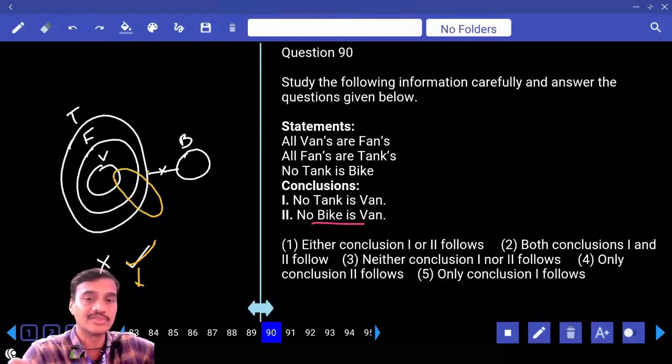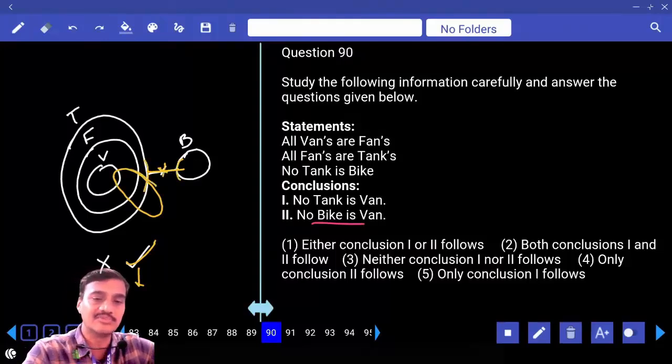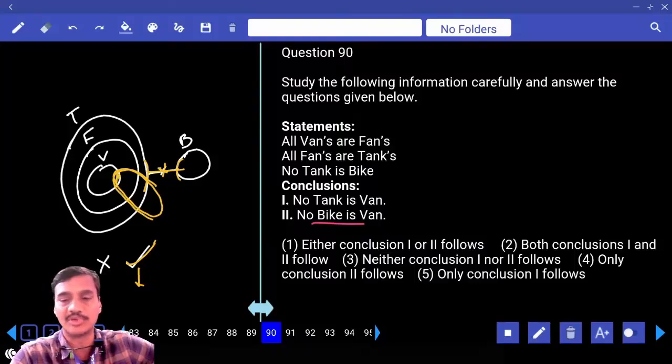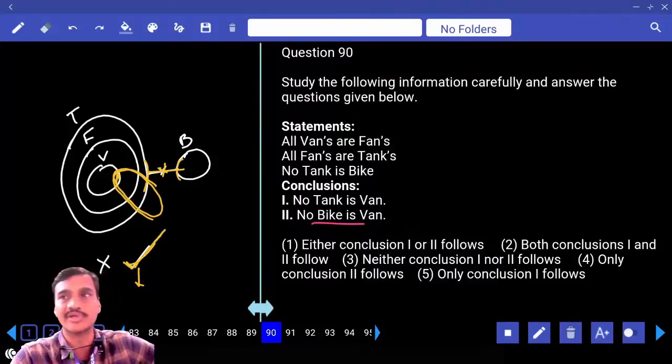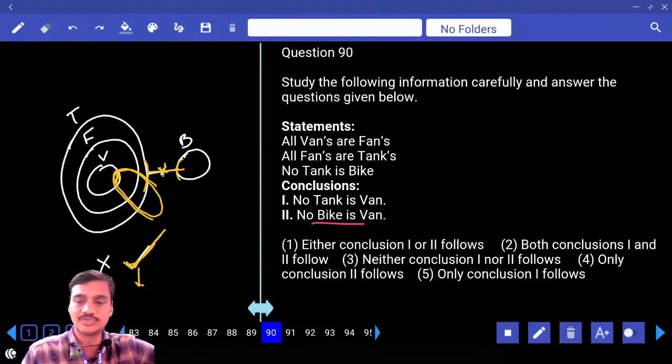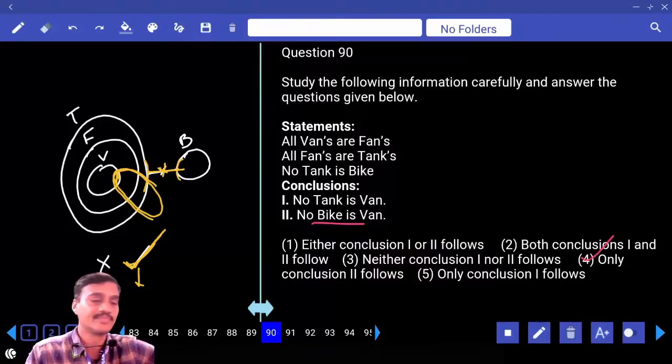Now if I write like this, no bike is tank will become false. Isn't it? Because this bike cannot be intersected with this outer circle. Hence it cannot come into the inner circle. Unless it comes into the inner circle, it cannot be false. Hence what is your answer? It cannot be false even once. It will be definitely true. Hence what is your answer? No bike is van. Only 2 follows. Only 2, that is choice 4, question number 90.